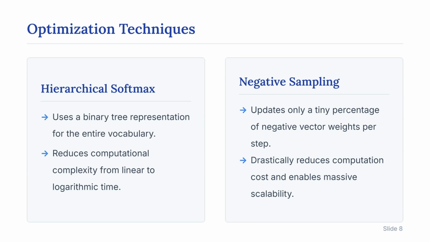So to summarize, hierarchical softmax reduces complexity using a tree structure, and negative sampling reduces computation by updating only a few samples per training step. Both techniques make it possible to train word embeddings efficiently on massive datasets, and this efficiency is one of the biggest contributions of this paper.